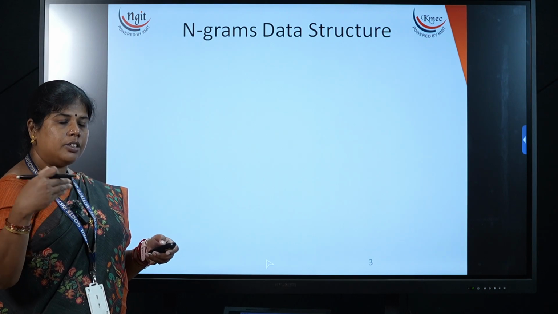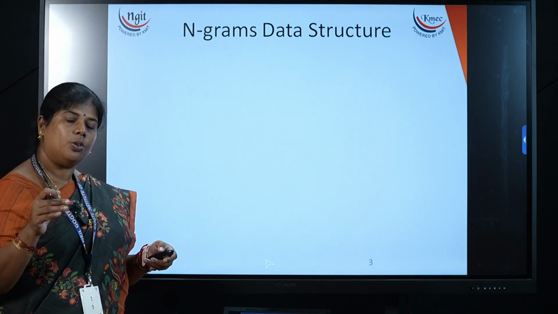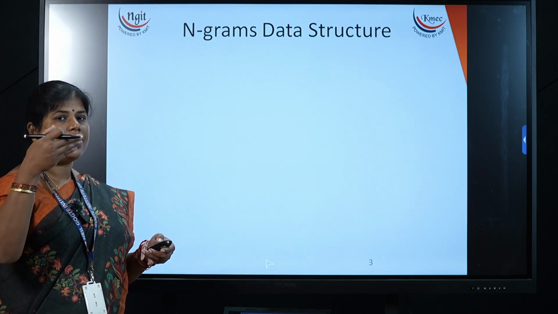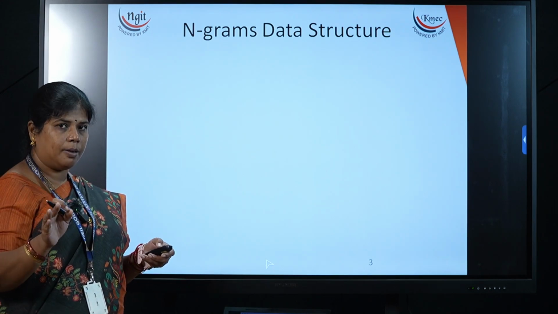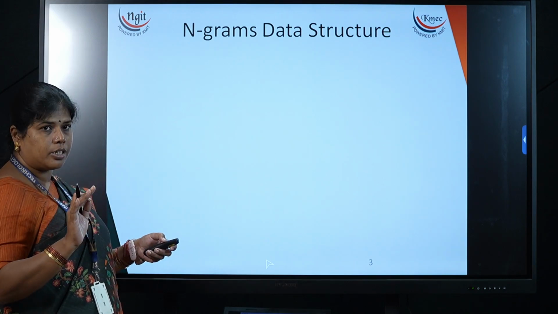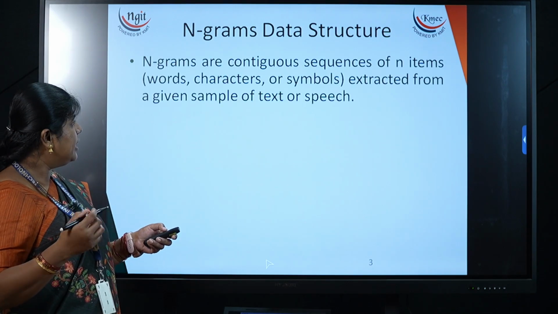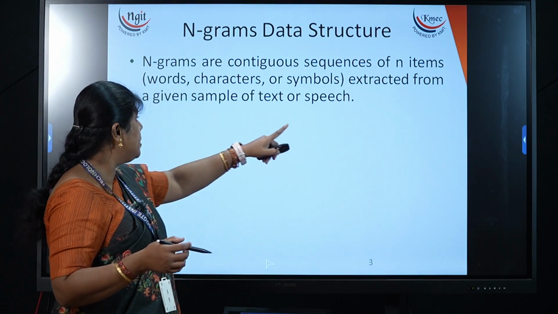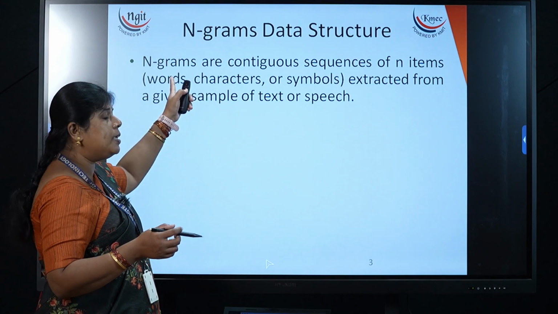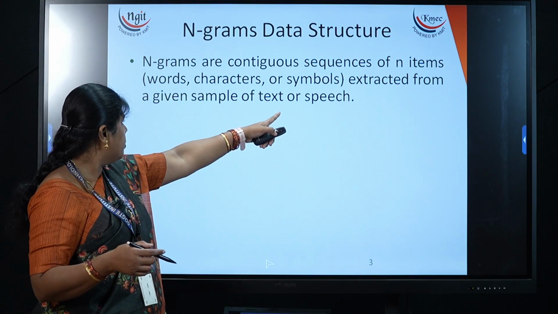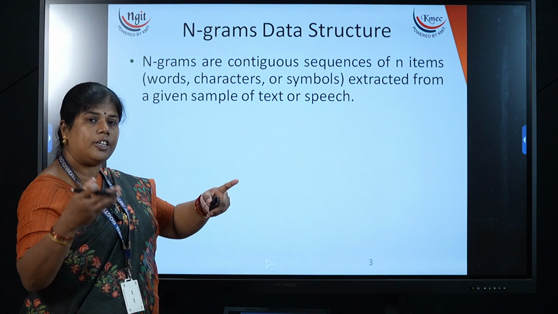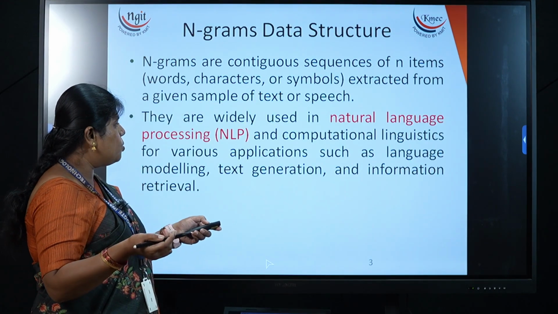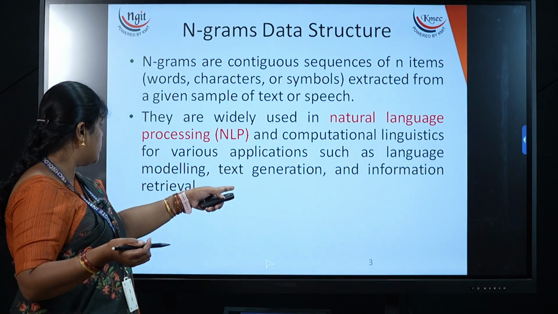It may be 1, then it is called a unigram. It may be 2, called a bigram. 3, called a trigram. So, based on n equal to 1, 2, 3 or whatever number, it is called an n-gram data structure. Now, n-gram means what? The sequence of n items. It may be characters, words, or symbols, extracted from whatever text is available to you. It is used in natural language processing.